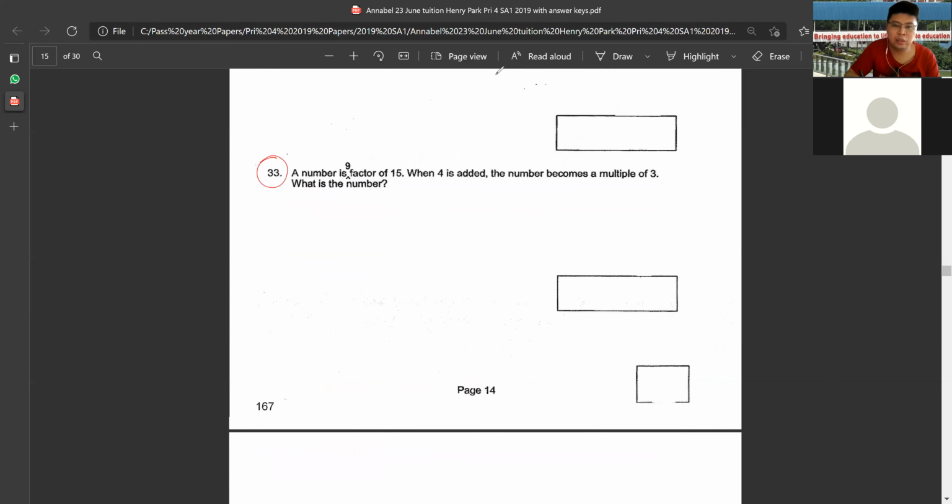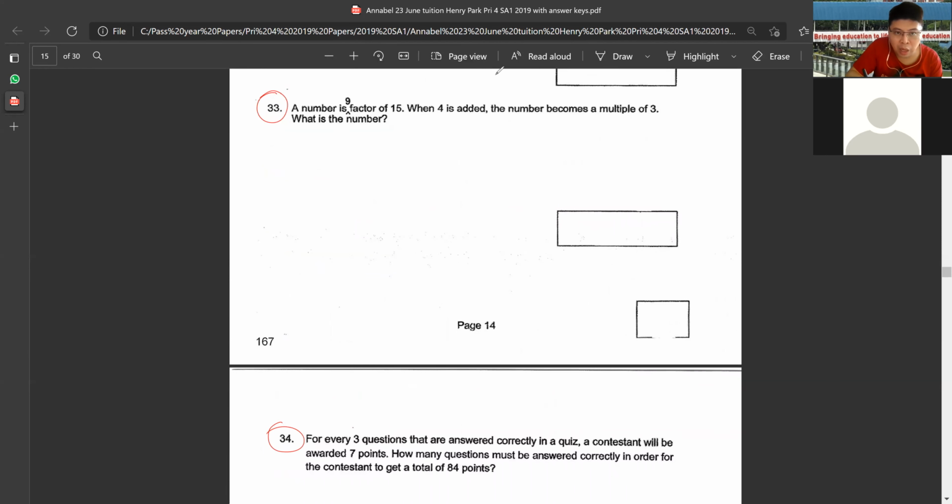Okay, 33. There's a typo here. This is not 9. This is A. A number is a factor of 15. When 4 is added, the number becomes a multiple of 3. So what are the factors of 15? Can you tell me what are the factors of 15? Factors.